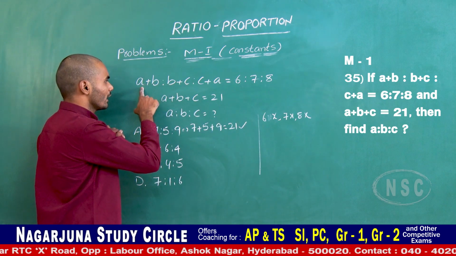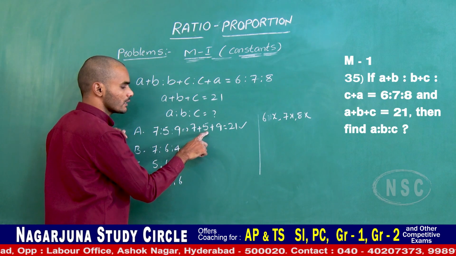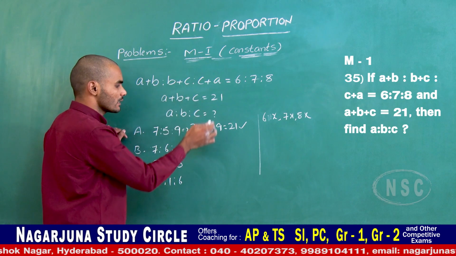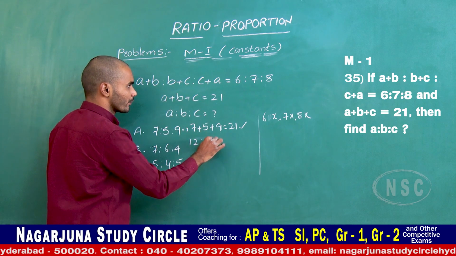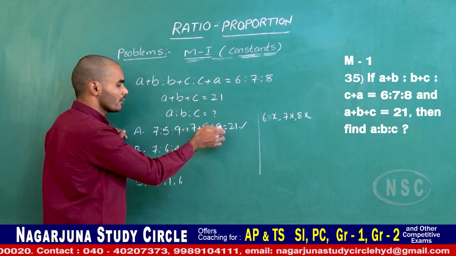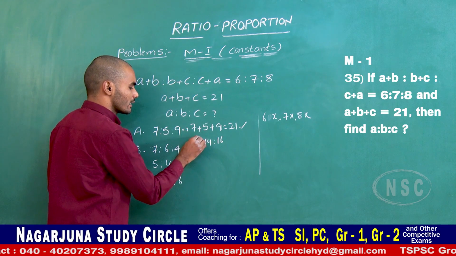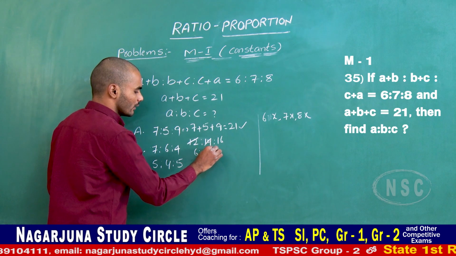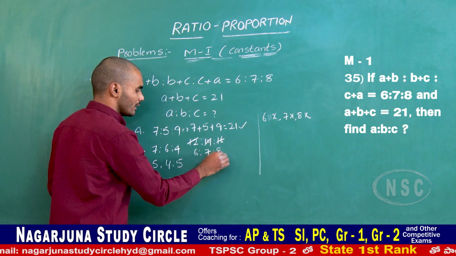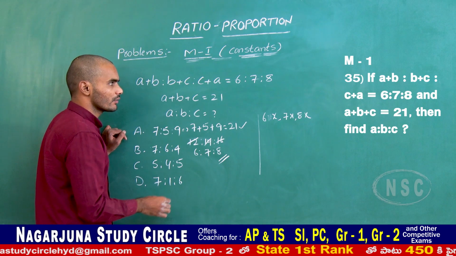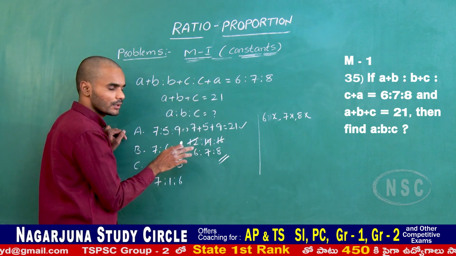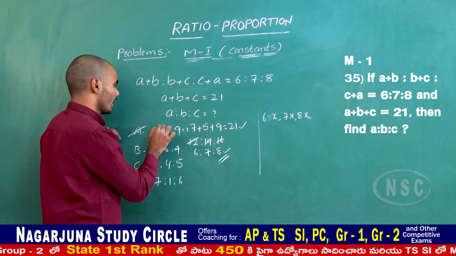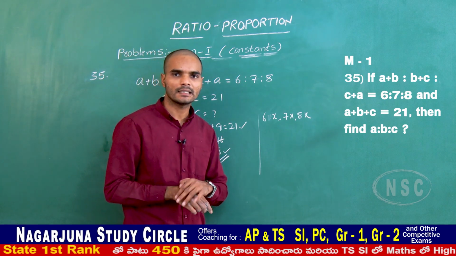Condition number 2. A plus B means 7 plus 5, 12. B plus C means 5 plus 9, 14. C plus A means 9 plus 7, 16. Cancel this by 2: 6, 7, 8. This is the ratio, 6 is to 7 is to 8. So both are satisfied, so option A is the answer.